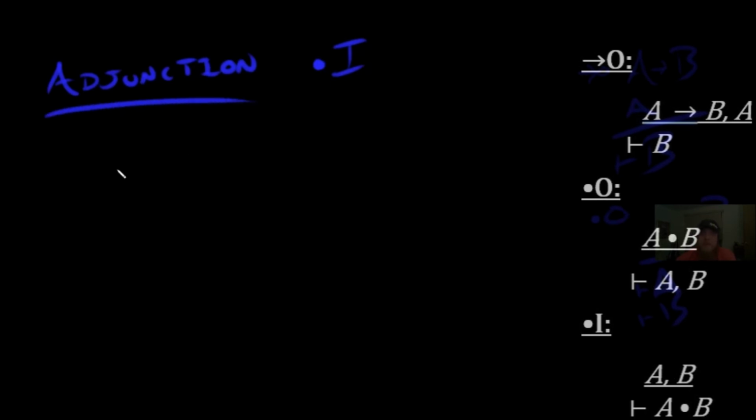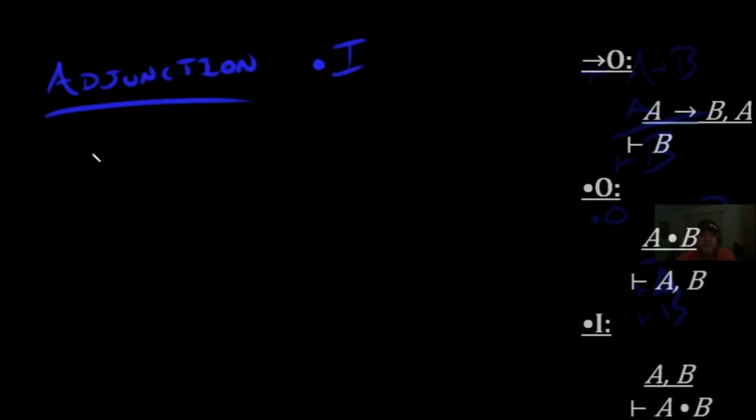That's fine. The next one we're going to talk about is adjunction. I've heard it called conjunctive construction, conjunction construction, building conjunctions. I'm going to call it dot in or and in. And basically, it is simply and out in reverse. Let's take a look at what this one looks like.